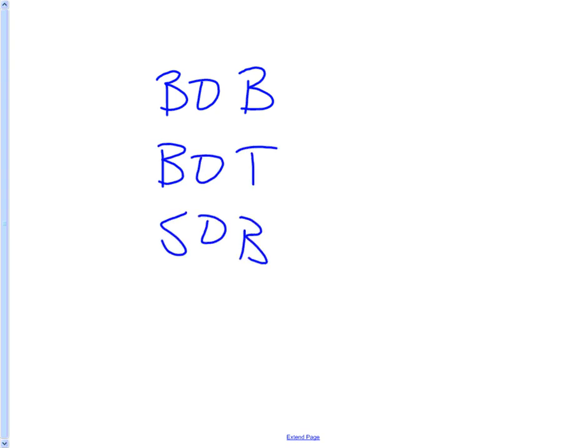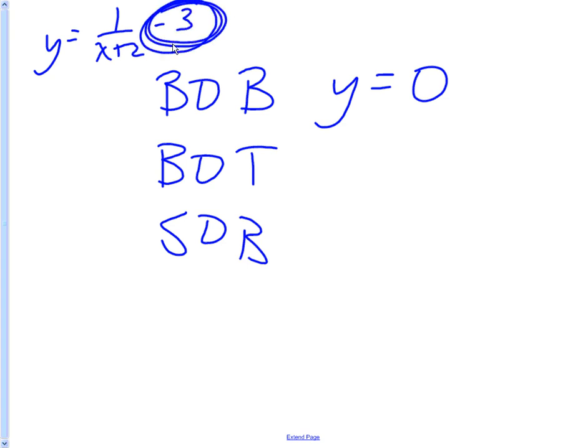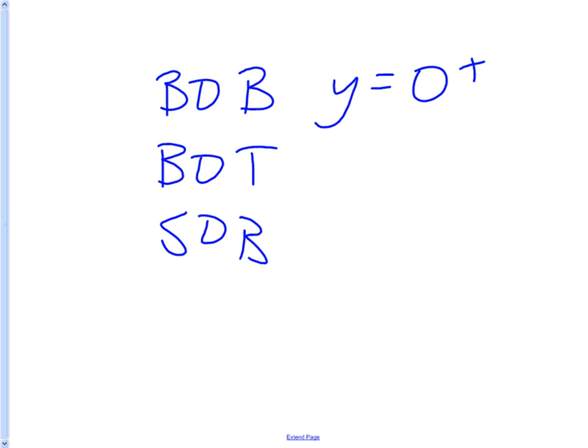Bigger on the bottom, we said Bob's a big fat 0. And remember, if there was anything outside the function, like y equals 1 over x plus 2, and then we had minus 3, we'd have to add in whatever was out here. So it's y equals 0 plus whatever's out there. Bigger on top, there's no bots. So if your thing is bigger on top, there will be no asymptote for it. And these are horizontal asymptotes we're talking about, by the way.